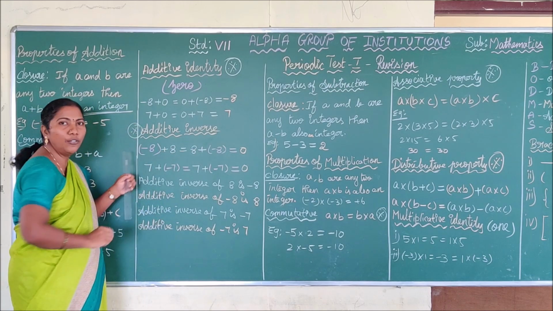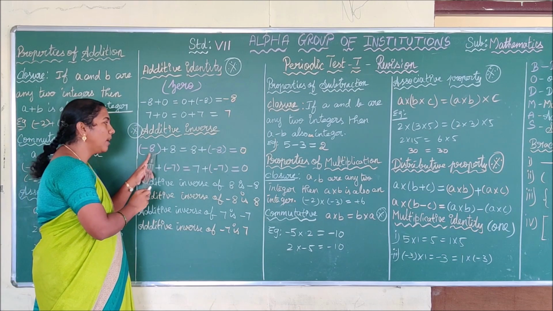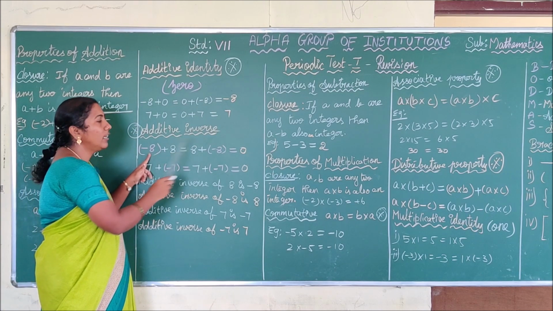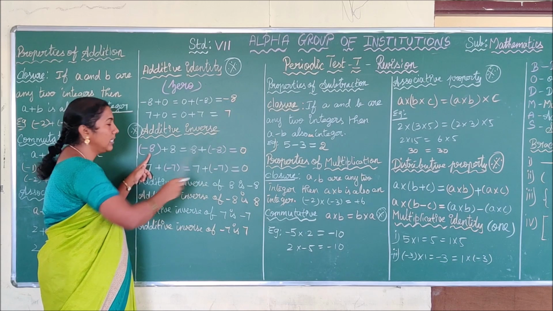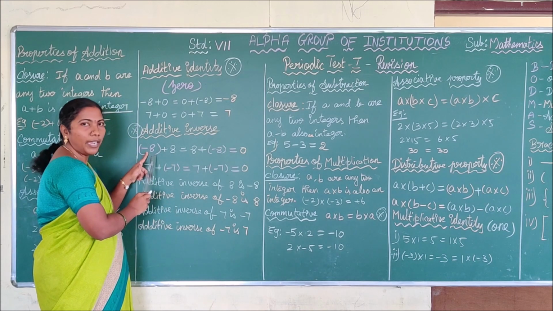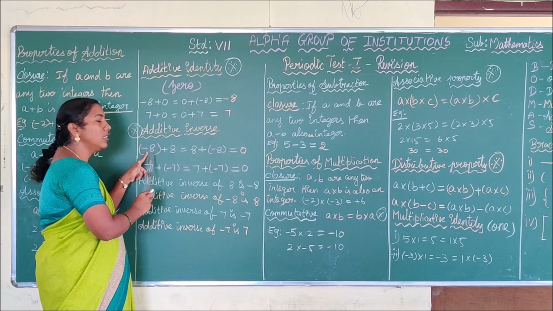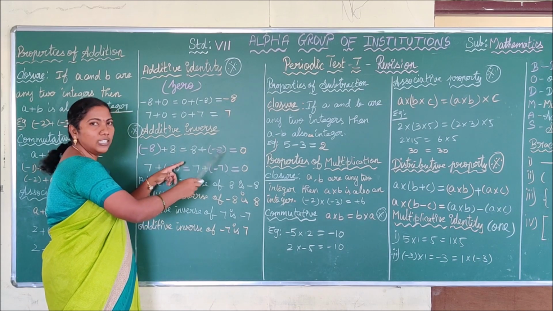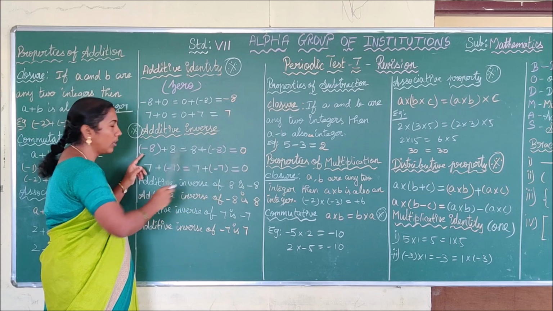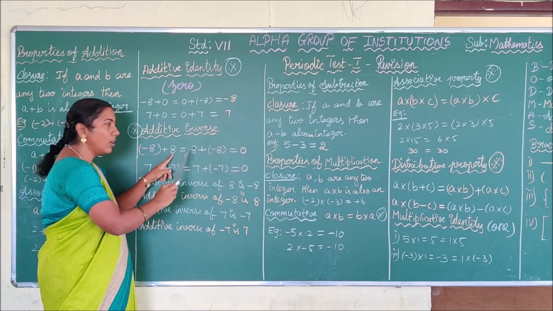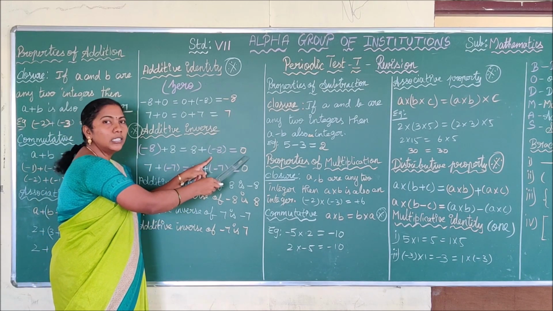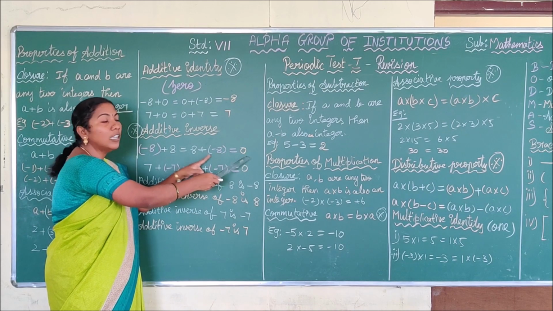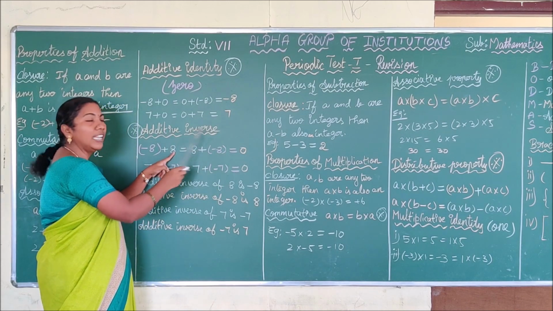What is the additive inverse? If you add any number with the given number, you get the answer as additive identity. See here, the given integer is minus 8. I am adding 8 with this minus 8. And also if you add 8 with minus 8, you have to change this order. You have to write like this only. Minus 8 plus 8 or 8 plus minus 8, your answer is 0. That is additive identity. This type of number is called additive inverse.